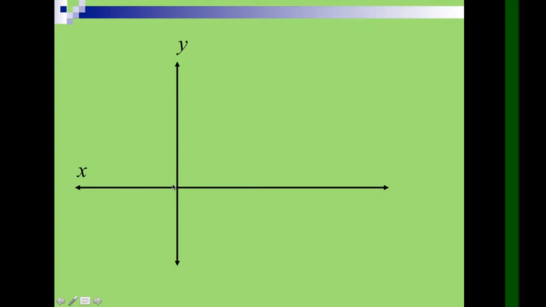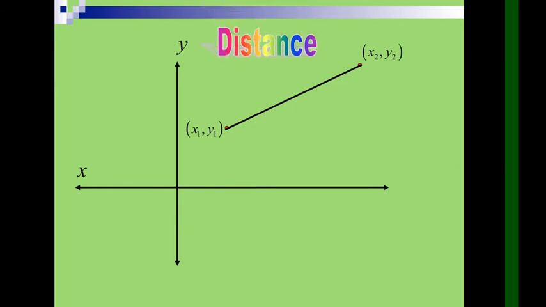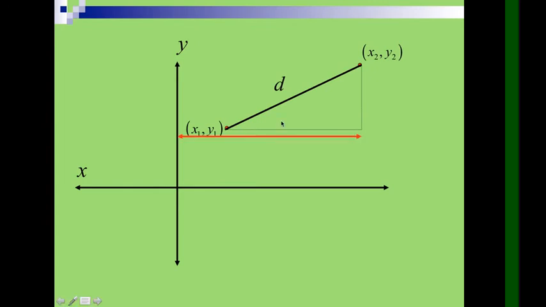So this is a Cartesian plane, and let's say that we have a point with coordinates x sub 1 and y sub 1, and we have another point with coordinates x sub 2 and y sub 2, and we connect these points. That's the distance. We can create a triangle using this line by doing this figure.